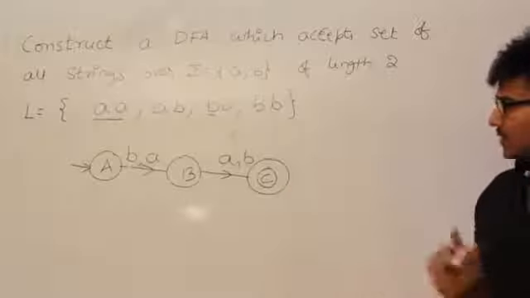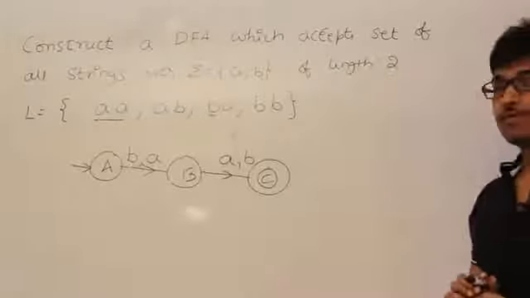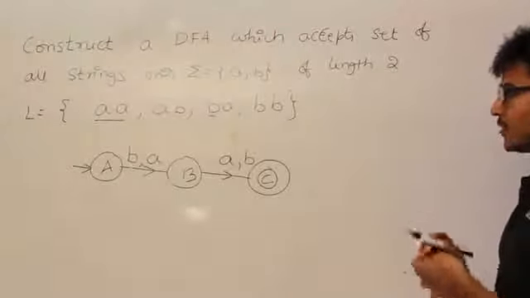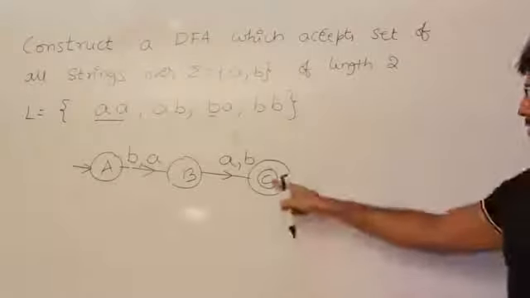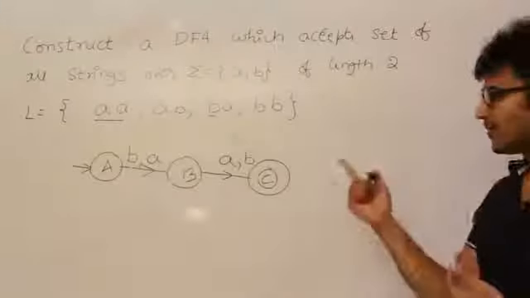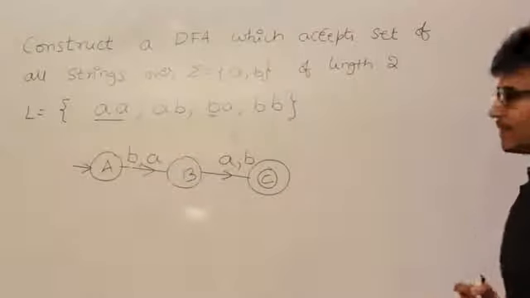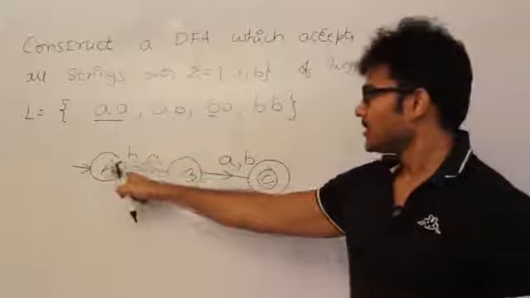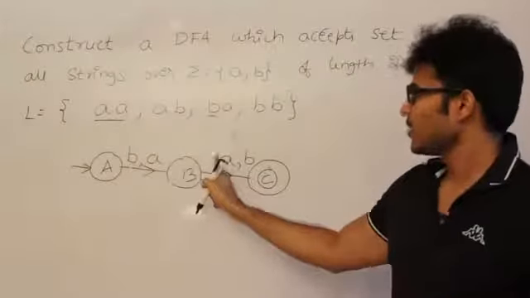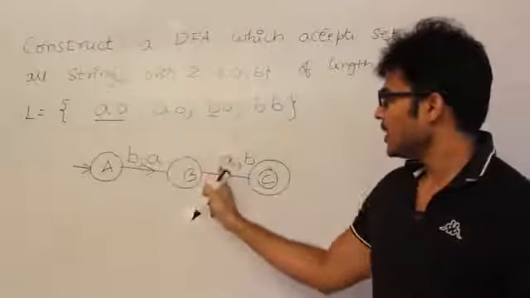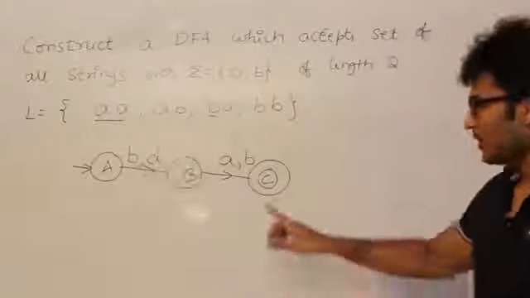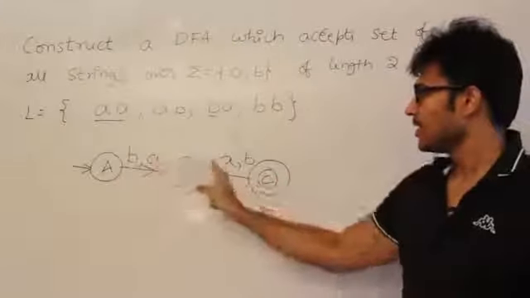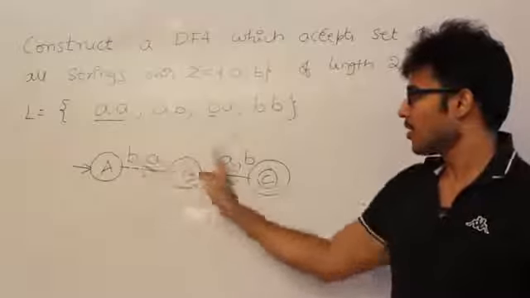But what about capital C? For capital C we didn't give any transition. Now think about it. How did we reach capital C, and what happens if I see one more symbol in capital C? We reach capital C by seeing either AA or AB or BA or BB.